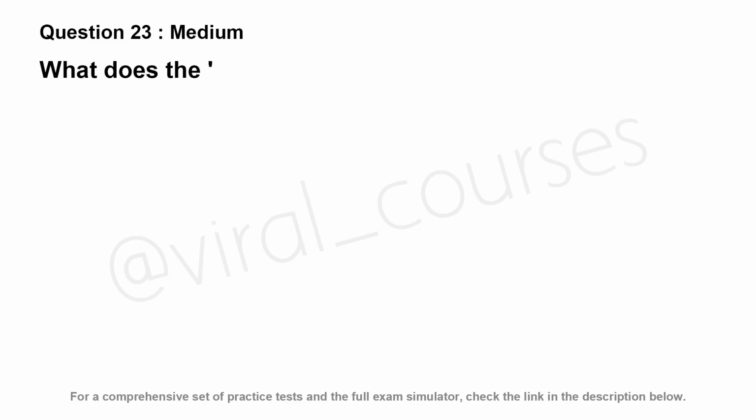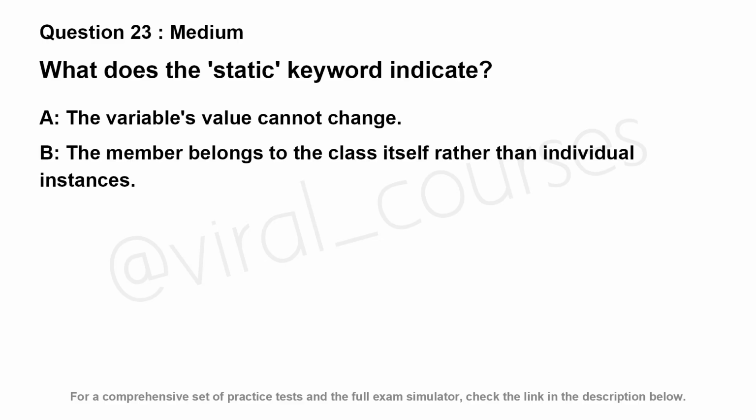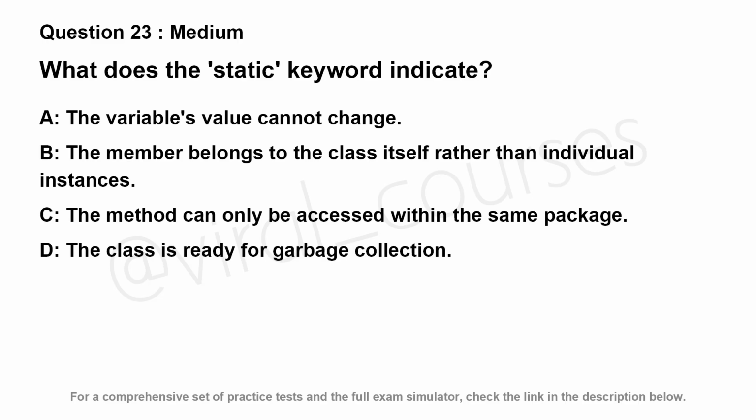What does the static keyword indicate? Option A, the variable's value cannot change. Option B, the member belongs to the class itself rather than individual instances. Option C, the method can only be accessed within the same package. Option D, the class is ready for garbage collection.